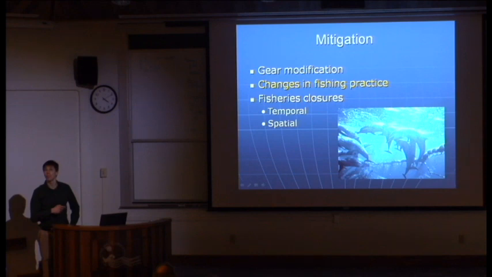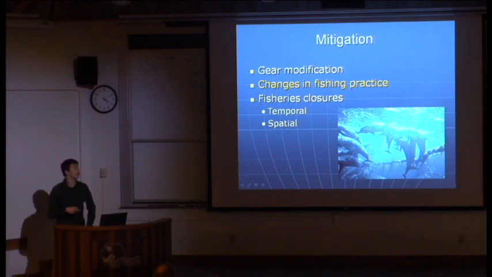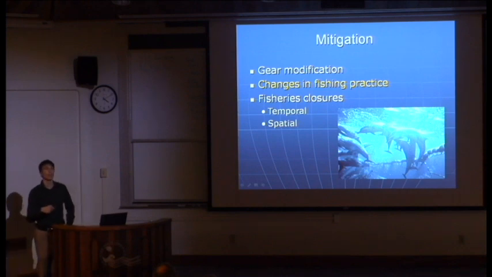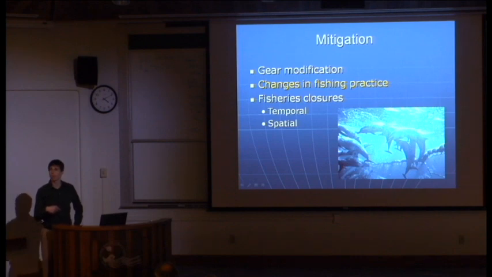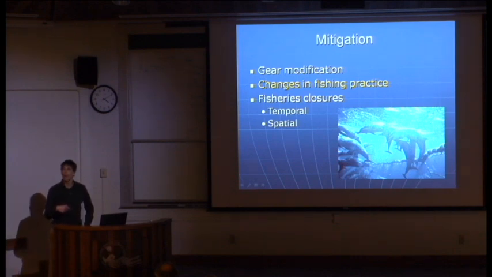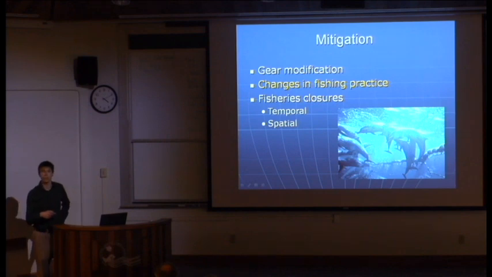Another example of a mitigation strategy is changes in fishing practices. And probably the most famous example of bycatch are the dolphins in the tuna purse seine fishery in the South Pacific. Here, the fishery used to be catching literally thousands and thousands, if not hundreds of thousands, of dolphins a year. And by simply changing the way that they closed the nets on the tuna, they were able to reduce that bycatch down to like 1/100th of what it used to be.